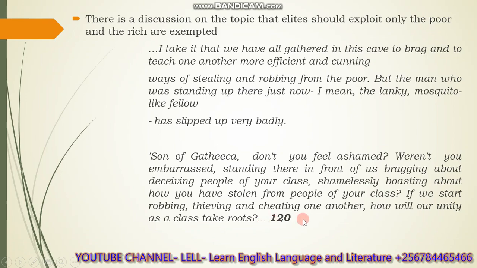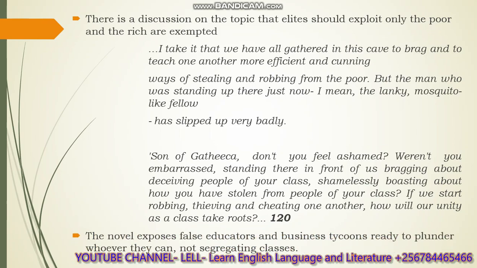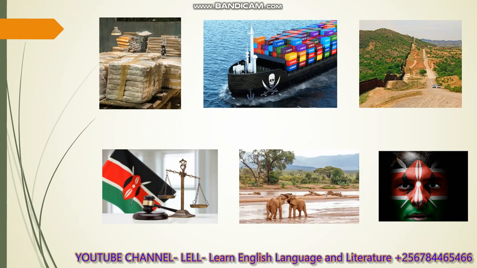That is very funny. So the novel also exposes a lot of false educators and business tycoons ready to plunder whoever they can, not segregating the classes, if you can compare. Now, what does Gitutu, for example, say on page 116? Let us see if we can have it here.